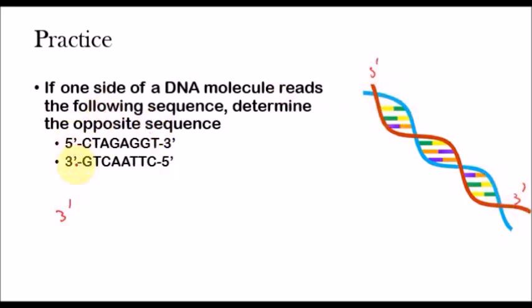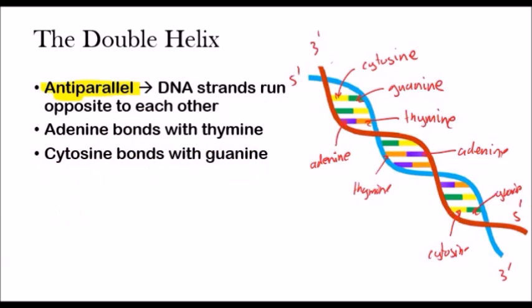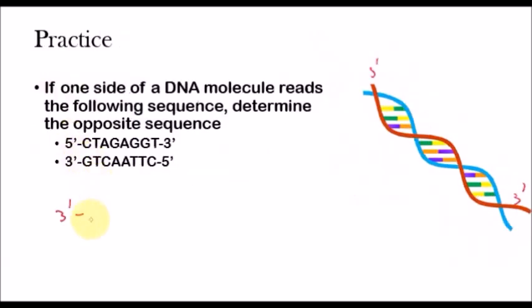So you're going to say 3 prime dash, and then cytosine always bonds to guanine, so G. Thymine always bonds to adenine, so A. Adenine always bonds to thymine, so T. Guanine always bonds to cytosine, so C. T, C, C, A. 5 prime.